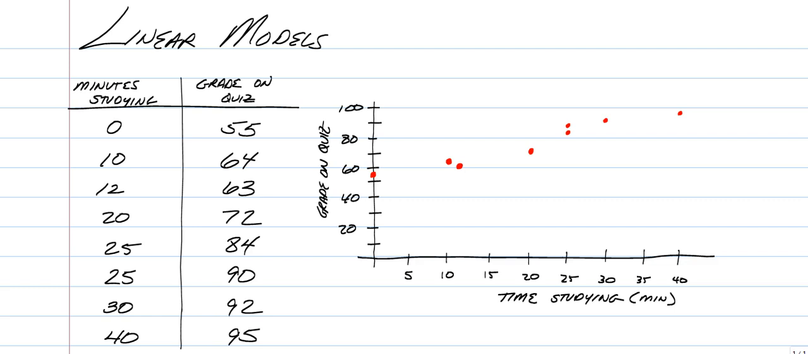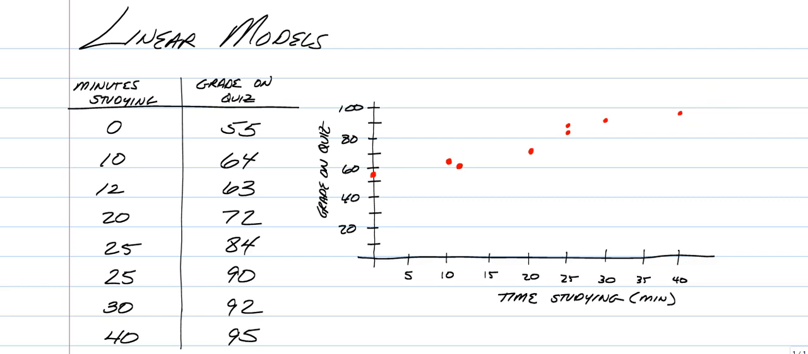So what we're going to do here is take a look at the data and say, if you don't study at all, you're going to probably score a 55 on a quiz, if you've paid attention in class at all, of course. If you study for 10 minutes, maybe you'll get a 64. Someone that studies for 12 minutes got a 63. 20 minutes, that kid claimed, got a 72. So just some fictional data, and we, of course, plotted it out on a little table.